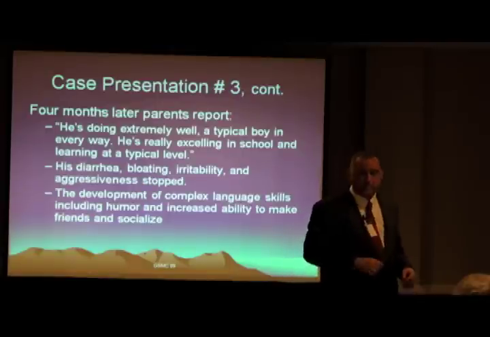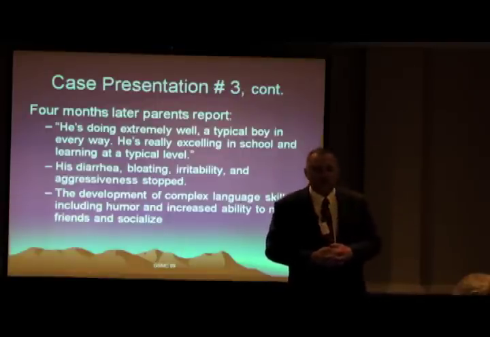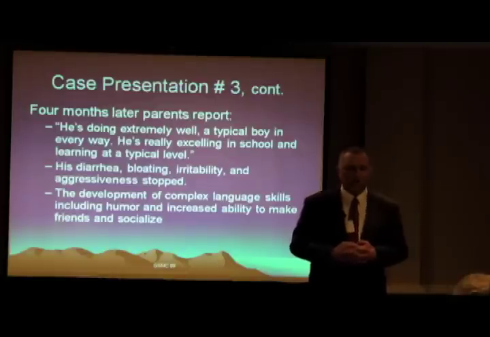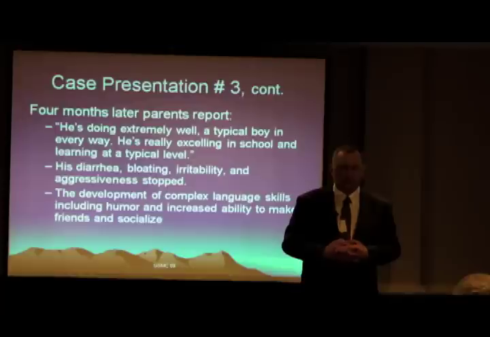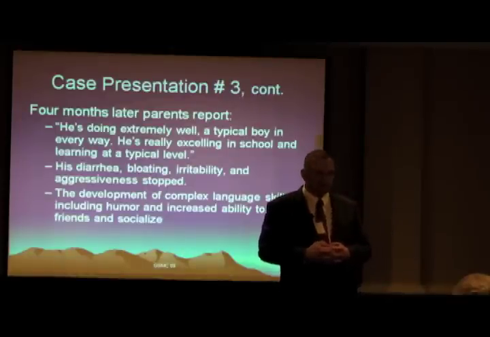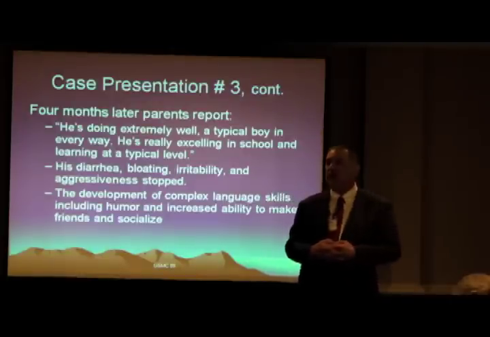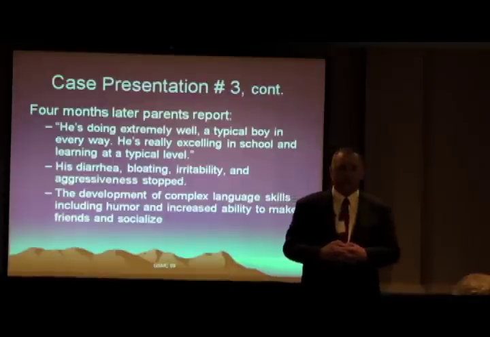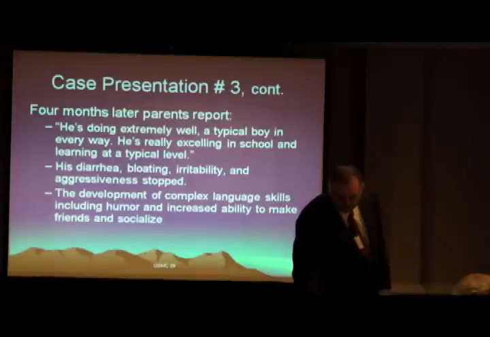4 months later, her parents report to me, he's doing extremely well, a typical boy in every way. He's really excelling in school and learning at a typical level. His diarrhea, bloating, irritability, and aggressiveness stopped. The development of complex language skills, including humor and increased ability to make friends and socialize, were all noticed as well in his behavior. That's the description of an autistic child?